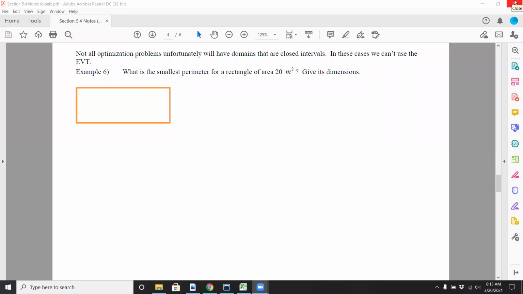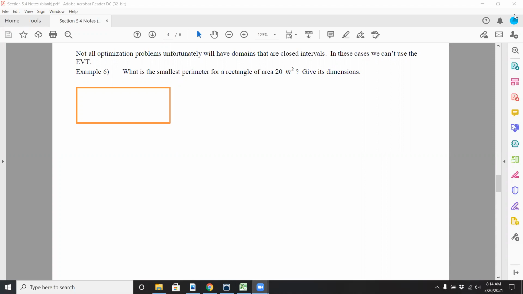Hey there, we're discussing section 5.4. The second half of these notes start in the middle of page 4. So here are optimization problems in which the extreme value theorem would not apply. So we're going to talk about how to approach those kind of problems.